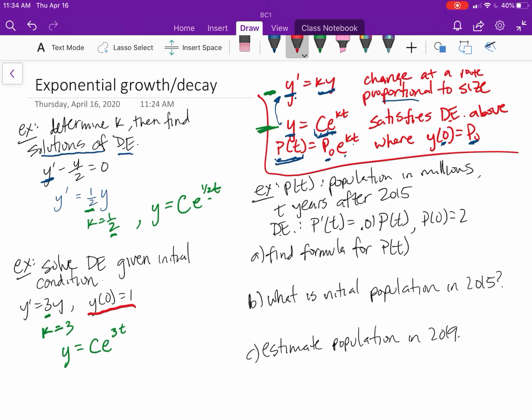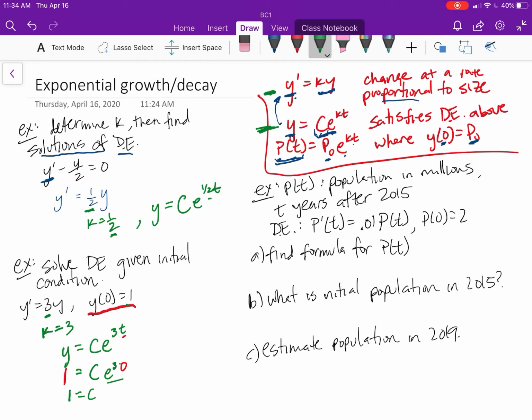I'm going to show you the long way to do it and then show you what that really means next. So y of 0 is 1. That means plug in 0 for t. So right there I'm going to plug in 0, and then I'd get 1 for y. Okay, so the rest stays the same. c e to the 3 times 0. Well, e to the 0 is 1, right? So therefore I just get 1 equals c.